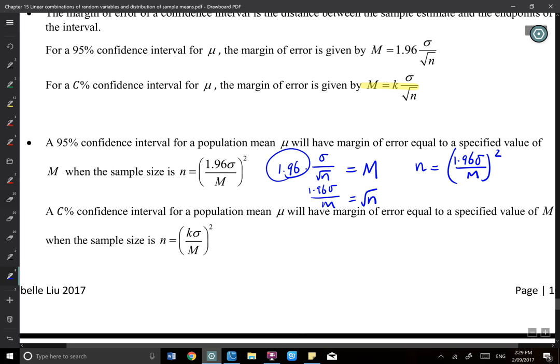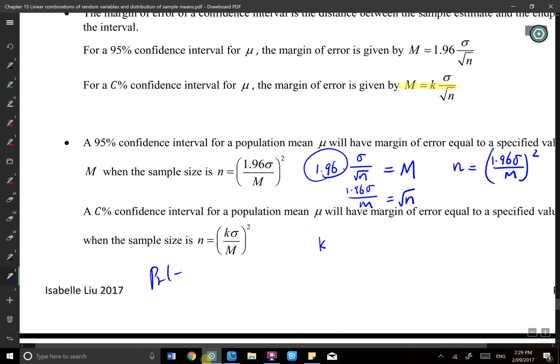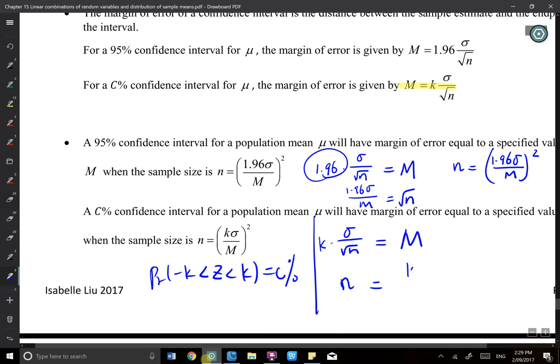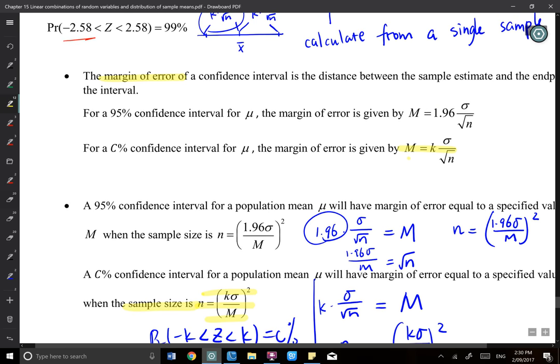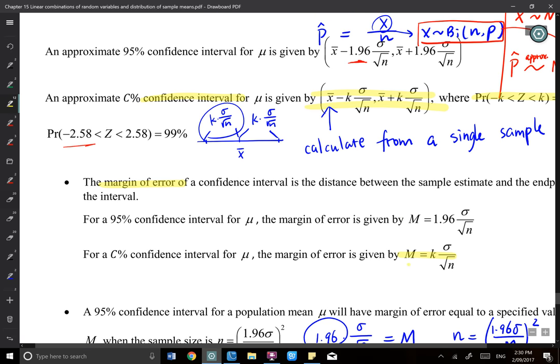And so therefore, for a C percent confidence interval, that will be the K value. The probability from negative K to K is C percent. So K times sigma over square root n gives you a particular level M. If you rearrange it, you have (K sigma over M) and then the whole thing squared. That's how you work out your n. So it's a rearranging. You don't really need to memorize this formula, but that's another formula. One is talking about margin of error, one is talking about the sample size n, and the other one is talking about the confidence interval. There are three things on this page you need to know.